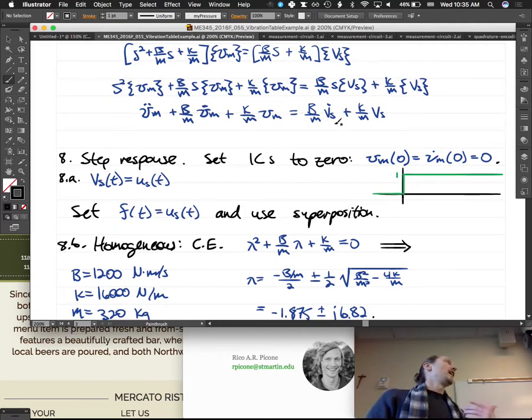So we can use yet another property, which we call the differentiation property.